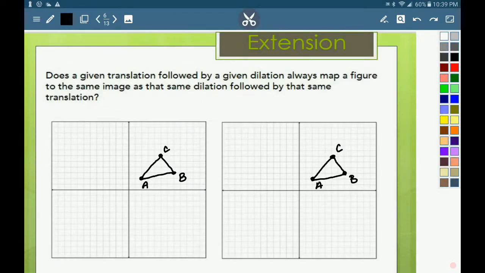Alright, I'd like to extend the idea that we just practiced, and I want to know, does a given translation followed by a given dilation always map a figure to the same image as the same dilation followed by the same translation? In short, what that means is, can you change the order of a translation and a dilation both being done to the same figure and end up in the same spot?